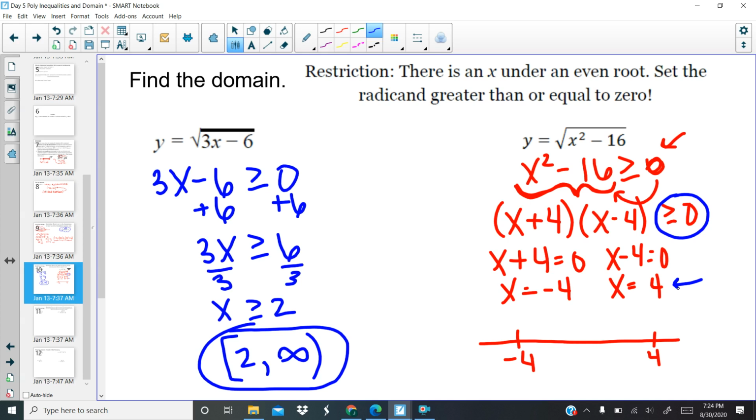So to do that, we're going to use test points. So I'm just going to pick a number in each interval. For less than -4, I'm going to choose -5. For between -4 and +4, I'm just going to go with 0 because that's a typical easy one to do if your two numbers that you have, your two zeros, one is negative and one is positive. And for above 4, I'm going to go with 5.